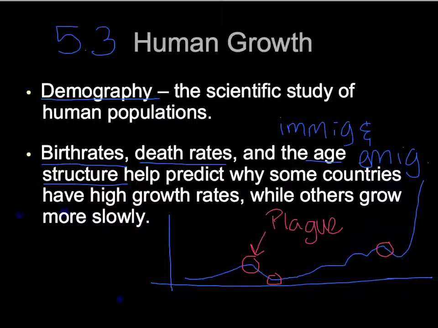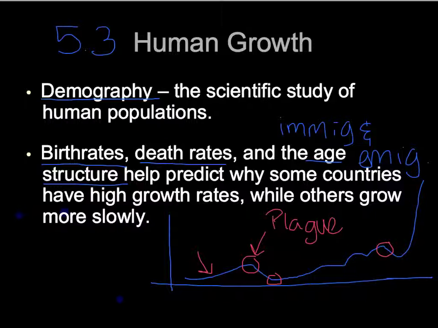Other things, maybe a turning point right here. Why is it going up? Oh, increases in agriculture technology, that type of thing. Something might have jump-started the human population growth. So these are what demographers are going to really study, analyze and look at.